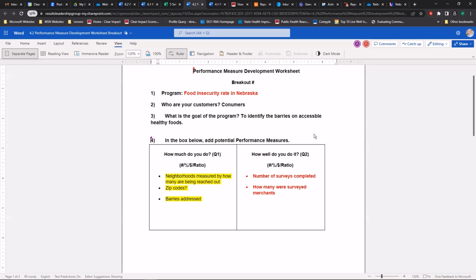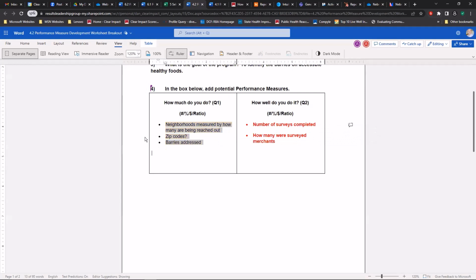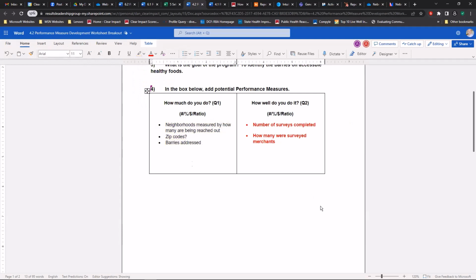So a few of the measures we identified: of course, measuring the neighborhoods on how many are being reached, measuring the zip codes that are being affected population-wise, and measuring the barriers that are identified and being addressed so that we can understand what's going on. And how well we do it will be based on surveys completed to gather that information. It's pretty much surveys. So that's kind of what we have.